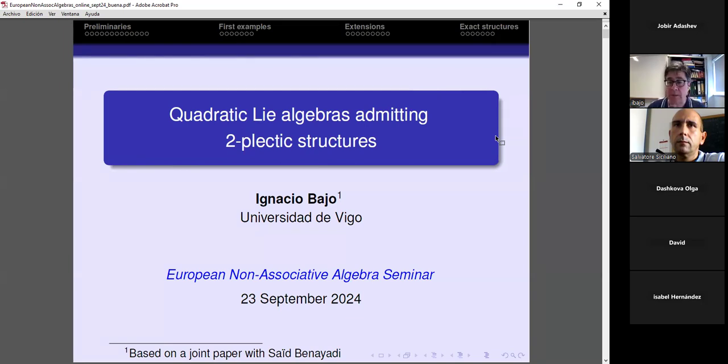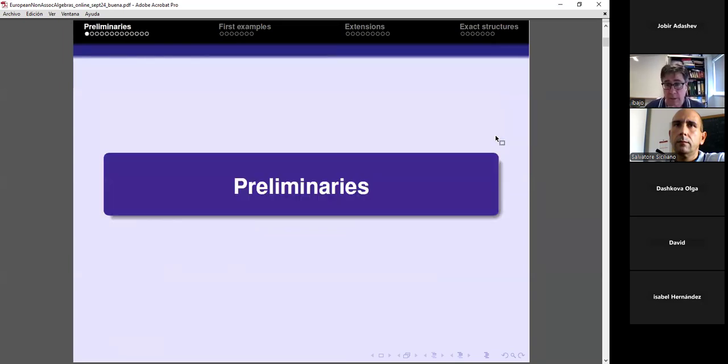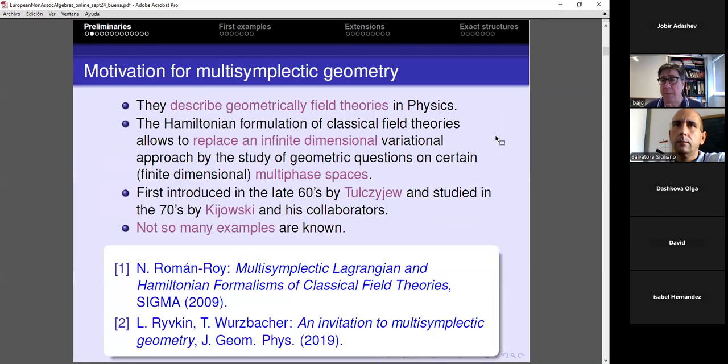Our problem comes, in principle, let's start with some preliminaries. The main problem is a geometrical problem that comes from physics. To describe some field theories in physics, one has to reformulate in some sense that some infinite dimensional variational approaches are considered in multi-phase spaces. Multi-symplectic geometry deals with that situation.